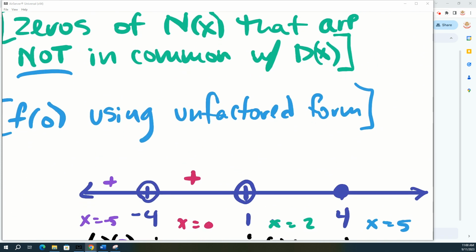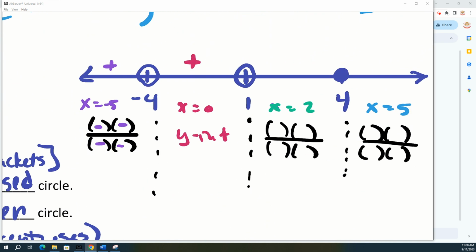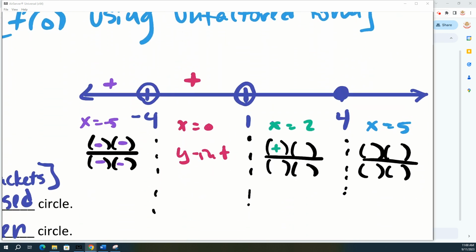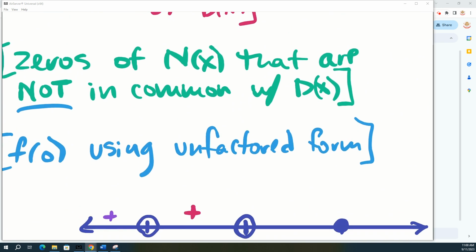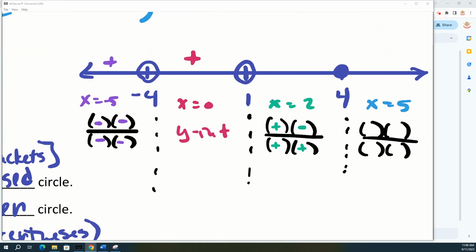So we're going to take 2, and we're going to add 4 to it, and that's definitely a positive. When I take 2 and I subtract 4 from it, what are we going to get? Negative. And that's the same factor, so it's positive. And then when I subtract 1 from it, that's a positive. So is this going to be positive or negative?